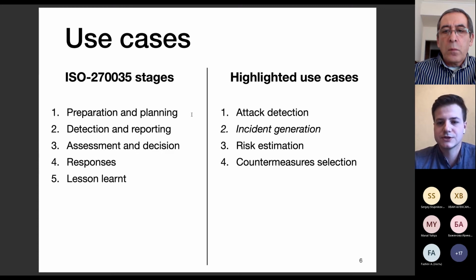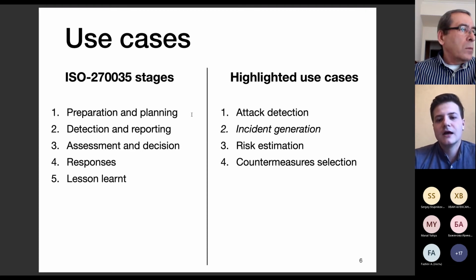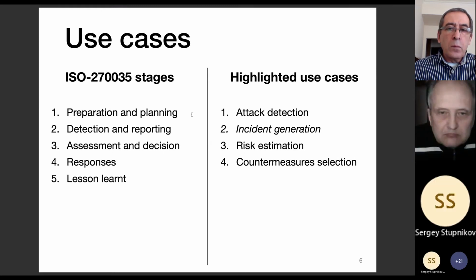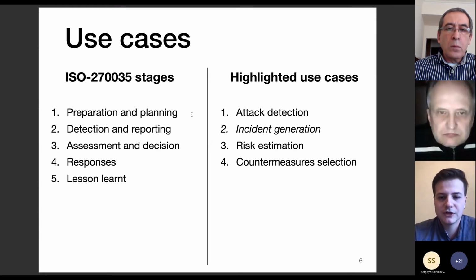We highlight 4 basic use cases for our model. First is attack detection, next incident generation or report generation, then risk estimation and countermeasure selection. As you can see on the slide, it corresponds well with the ISO standard, and each of these use cases allows us to choose which concepts we have to include in our model and how we use them, in exactly which place we want to make first-order logic work.